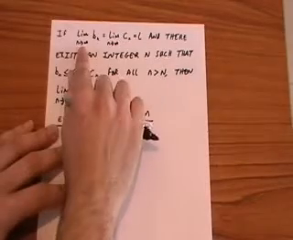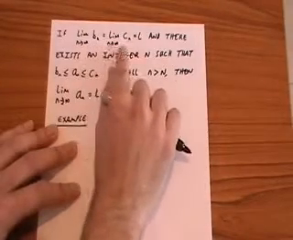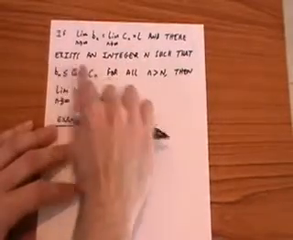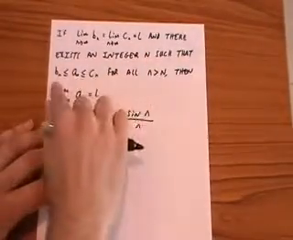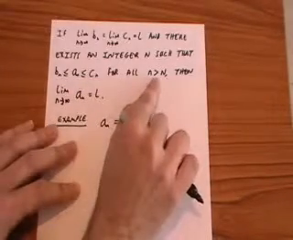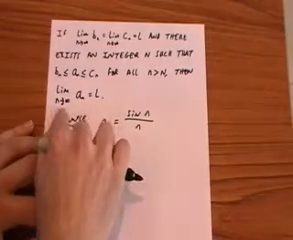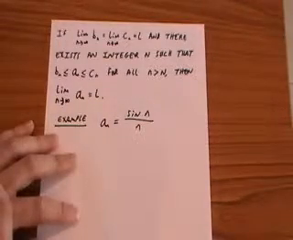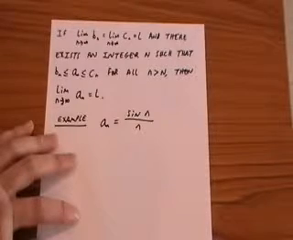If the limit as n tends towards infinity of bn equals the limit as n tends towards infinity of cn equals L, and there exists an integer N such that bn is less than or equal to an is less than or equal to cn for all n greater than N, then the limit as n tends towards infinity of an is equal to L also. So we'll illustrate how this theorem works by having a look at an example.